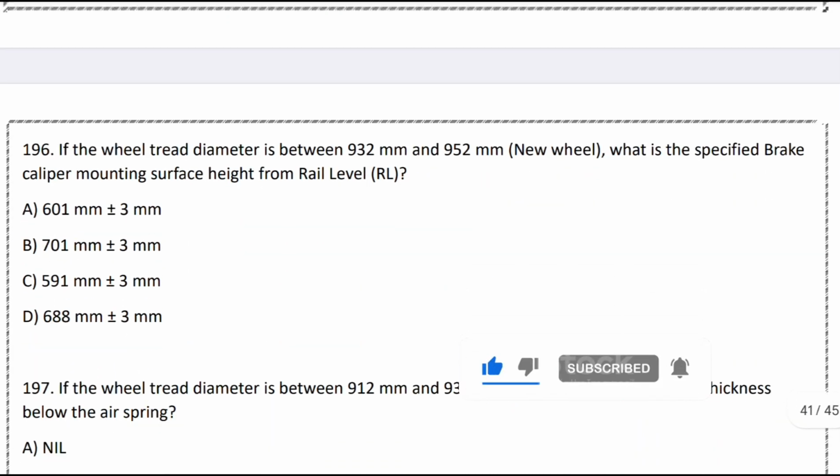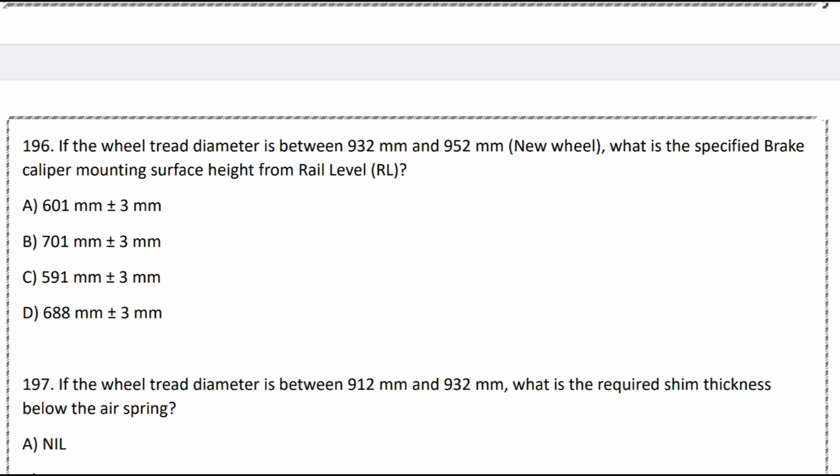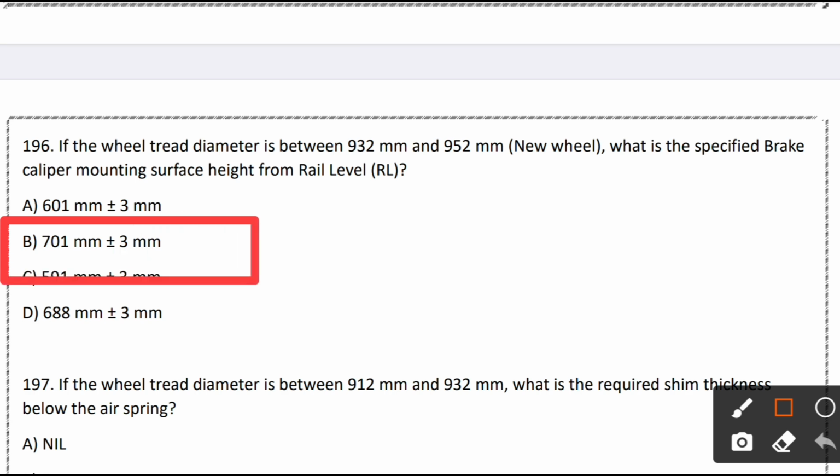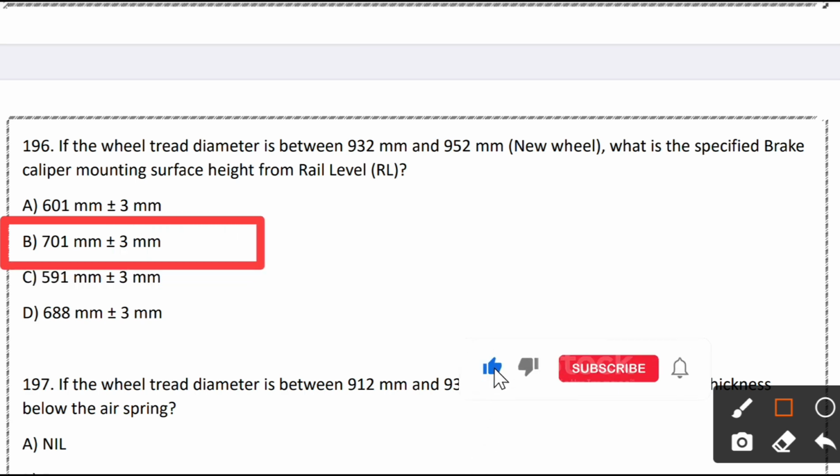196. If the wheel tread diameter is between 932 mm and 952 mm, what is the specified brake caliper mounting surface height from rail level? A. 601 mm plus or minus 3 mm. B. 701 mm plus or minus 3 mm. C. 591 mm plus or minus 3 mm. D. 688 mm plus or minus 3 mm. The correct answer is B. 701 mm plus or minus 3 mm.